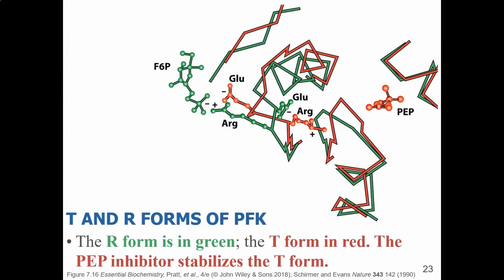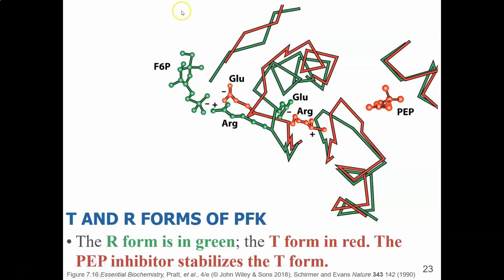So there are two forms of phosphofructokinase. Maybe it would be nicer not to have them superimposed, but this is all I have, unfortunately. We're going to borrow some nomenclature from hemoglobin, where we have T and R forms. So the T form of the enzyme is shown here in red, and the T form has a low affinity for substrate, just like the T form of hemoglobin has a low affinity for oxygen. The R form of an enzyme has a high affinity for substrate, just like hemoglobin in the R form has a high affinity for oxygen.